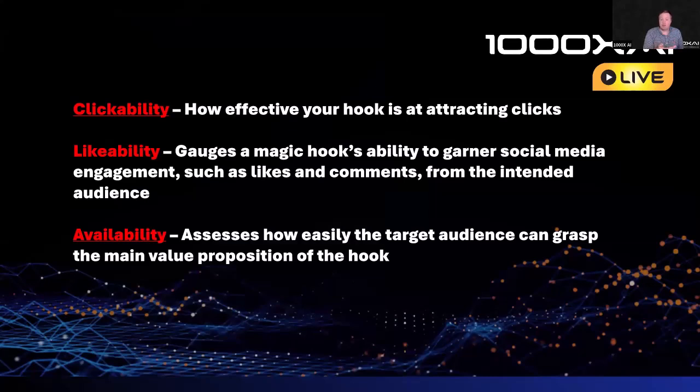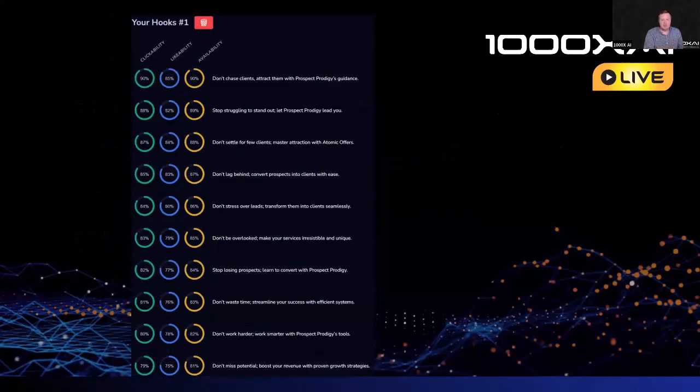Clickability is how effective it is at getting clicks. Likability is the ability to get social media engagement, likes and comments, which Clifton will talk about after me. And then availability is the best one of all. It's like how easily can your target audience understand what you're selling from this headline? So if you go back here, the highest rated one says, don't chase clients, attract them with Prospect Prodigy's guidance. We're going to teach these people how to attract people with these cool prospecting and offer making tools.